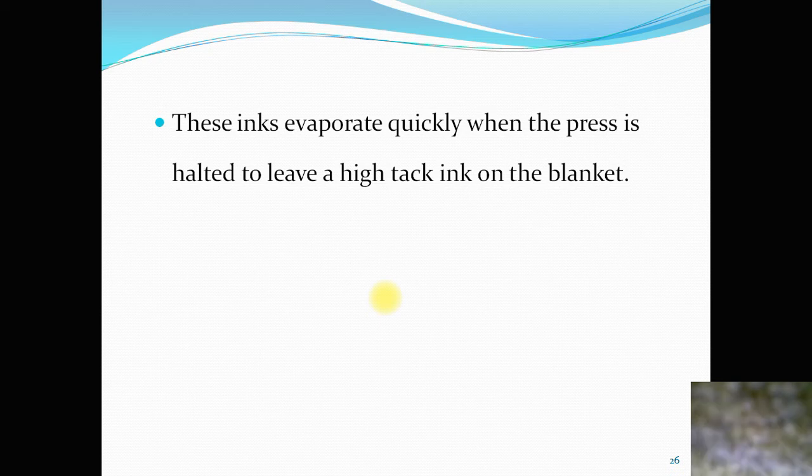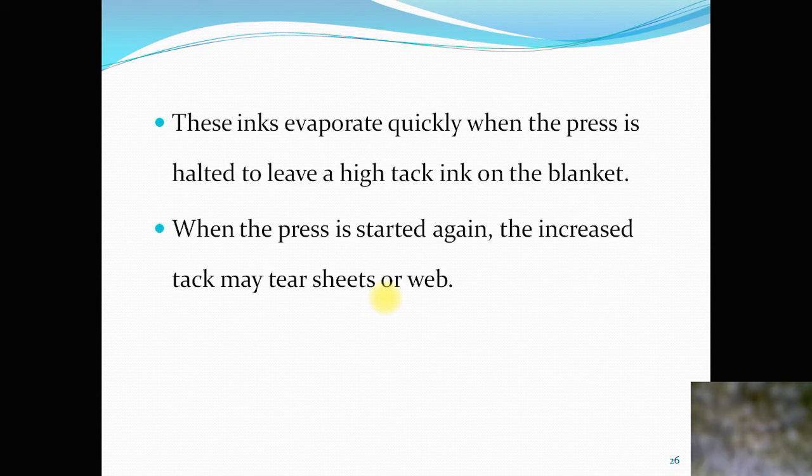If the tack of the ink is very high, the ink may not be transferred onto the substrate. This is a big problem in the press. When the press is started again, the increased tack may create problems. If I start running the press with this high tack ink, the web or sheet may be damaged.